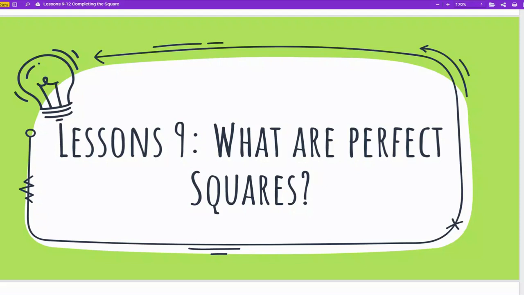This is Mr. Melillo, and we are in Unit 1.5 of Algebra 2, and this is a mini lesson on beginning how to deal with perfect squares and the idea of completing the square.